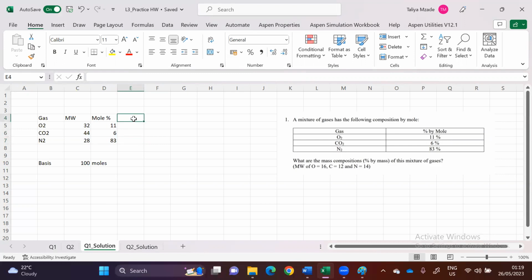Next, I need to determine the moles themselves. How to do that? It's equal to the total amount of moles, which is 100 in my case. It won't be changed.